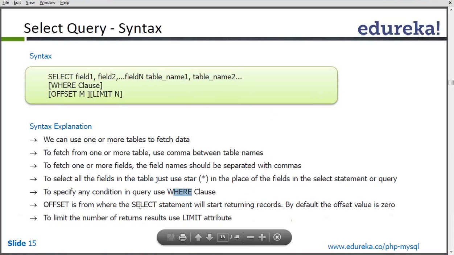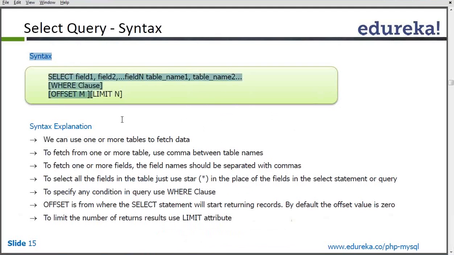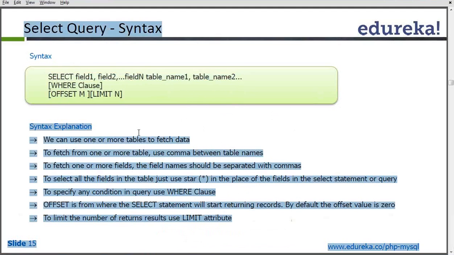Then offset is from where the select statement should start. If we don't give any offset, it will start fetching from the first record. So for the first record, the offset is 0. But we can give an offset, like I give the offset 5. So now it will start fetching the records from record number 4. So I can give the offset from which record I want to get the data. And the limit is the number of records that I want to fetch. So this was all about the syntax of a select statement.